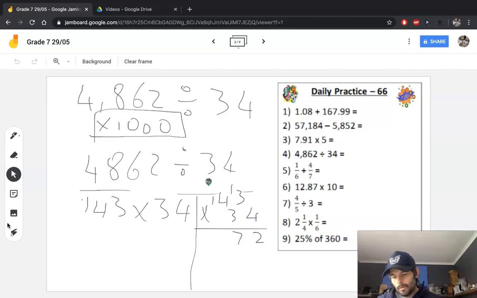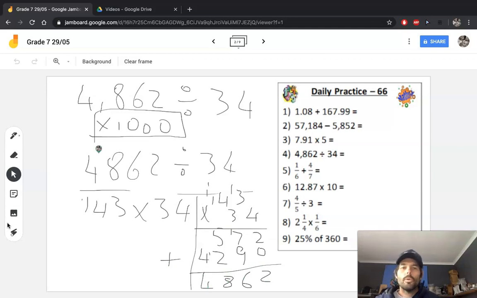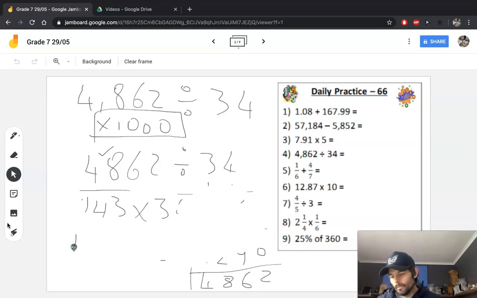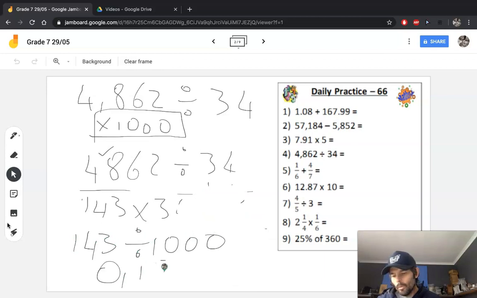17,572. 9, it's 12, carry the 1, and then 4, my apologies, 3 times 1 plus 1 is 4. Then if we add them together, 4,862. So we know that that calculation is correct. And now we must take 143 and we must divide it by 1,000. And that's going to give us 0,143.